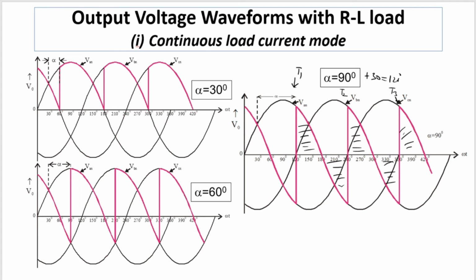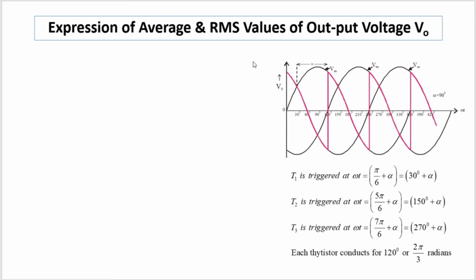Now the next part is we'll try to find out the expression of average and RMS value of output voltage. This is the waveform basically for alpha equal to 90, but it's starting from 30. So pi by 6 plus alpha till 5 pi by 6 plus alpha is the conduction duration of T1, and at that point T2 is triggered. Similarly, from 5 pi by 6 plus alpha up till 7 pi by 6 plus alpha, T2 is conducting, and at 7 pi by 6 plus alpha T3 is triggered. So each thyristor conducts for a duration of 2 pi by 3 radians.